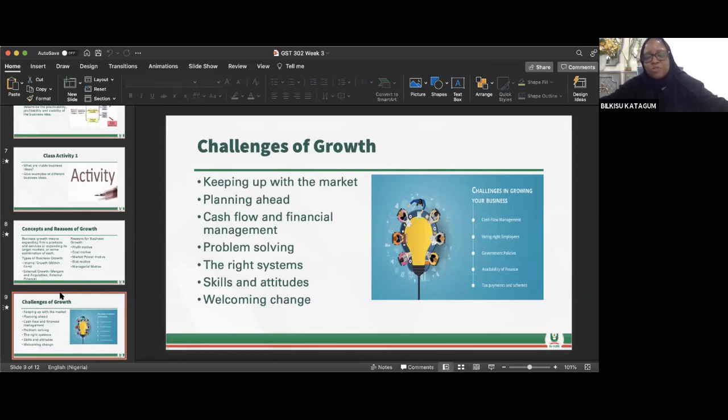Then cash flow and financial management. Do you have the resources? How is the money going to come in? You're trying to grow. How do you manage your finances though? Even with it, you need to find somebody that can help. Even if you don't have an accountant, you want to grow, yes, but you need to get a good group of financial advisors to help you.